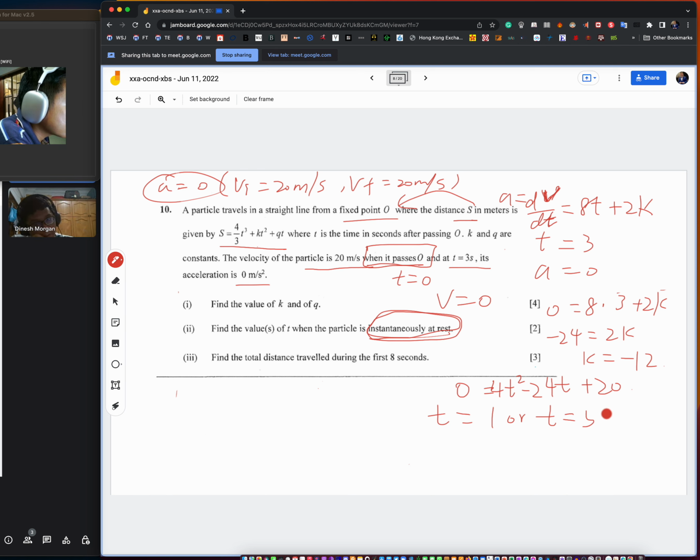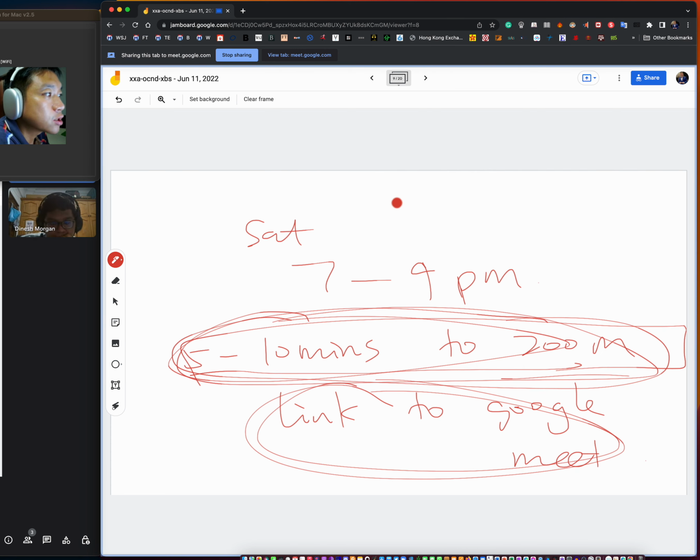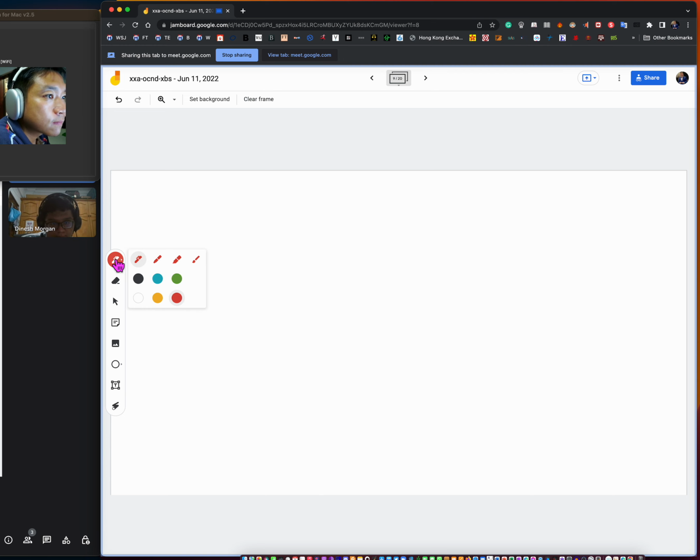Good. And do you know why you need to find instantaneous at rest? Now, okay, so let me go to slide 9. When a particle goes this way, let's say the particle goes to the right. Slide 9, yeah. So it goes to the right.